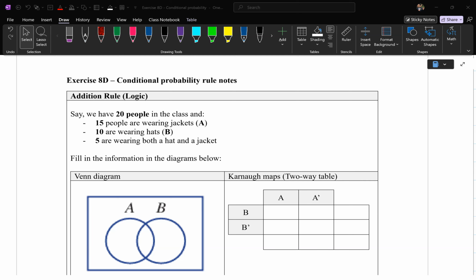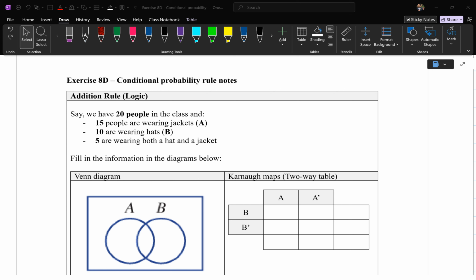Now recording. All right. Conditional probability. We're going to just go back on last lesson's notes on the addition rule. And then I'm going to try to bring in the concept of what you've been learning since year 7: tree diagrams, tools of probability, and how it links to conditional.